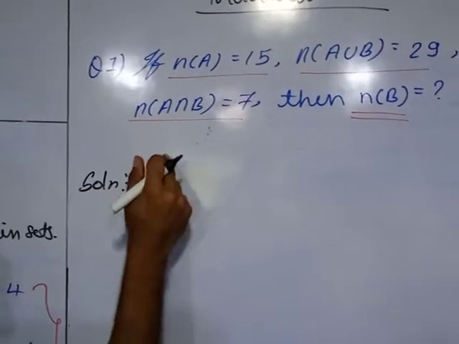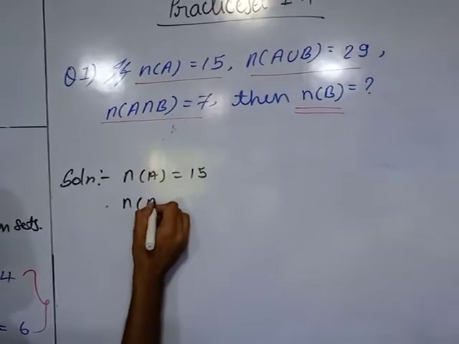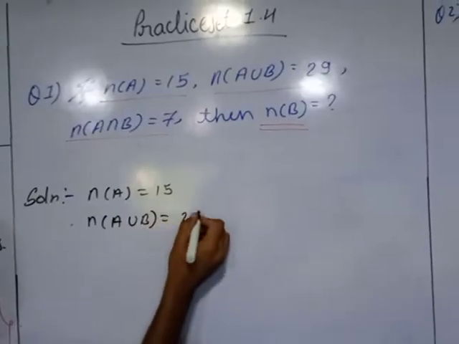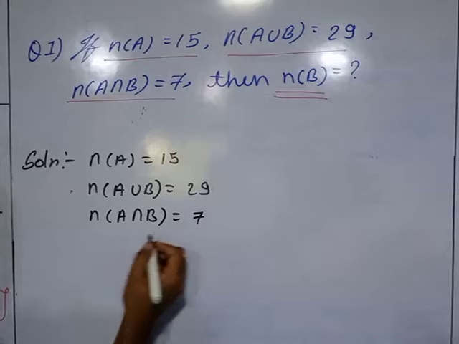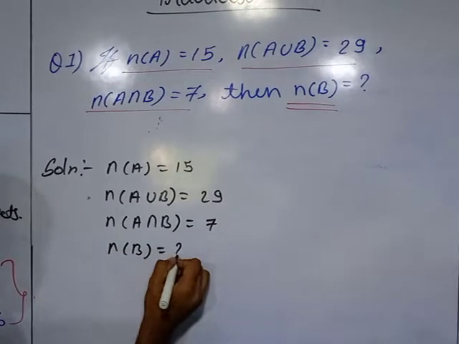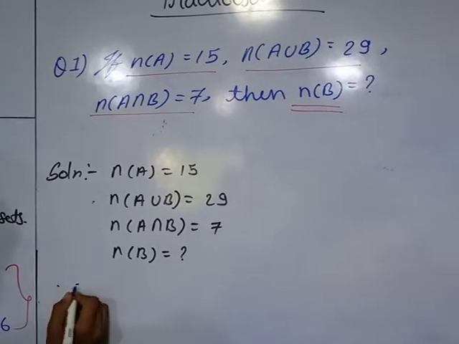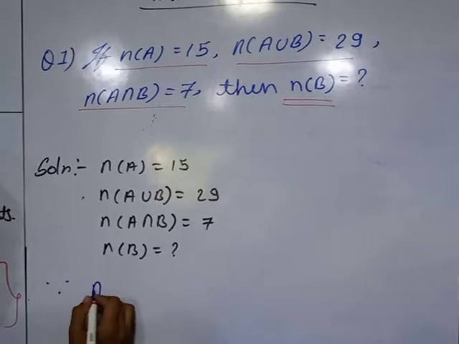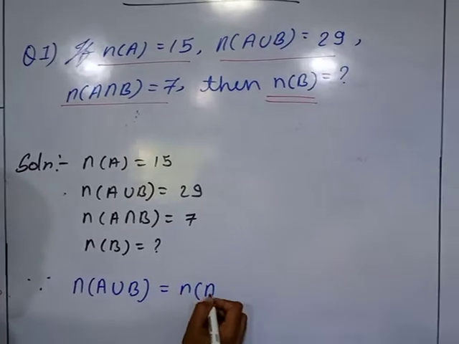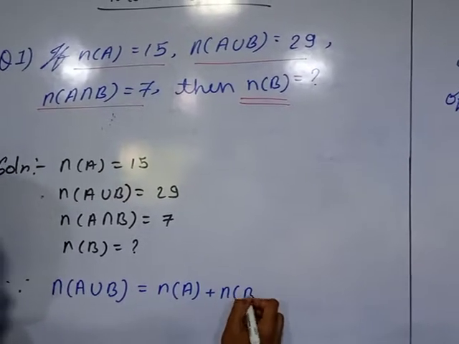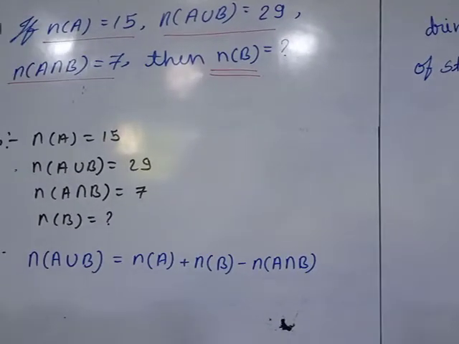Solution. Whatever is given, we have to write first. n(A) is equal to 15. n(A union B) is equal to 29. n(A intersection B) is equal to 7. n(B) is equal to question mark; we are going to find it out. Because n(A union B) is equal to n(A) plus n(B) minus n(A intersection B). We learned this formula.